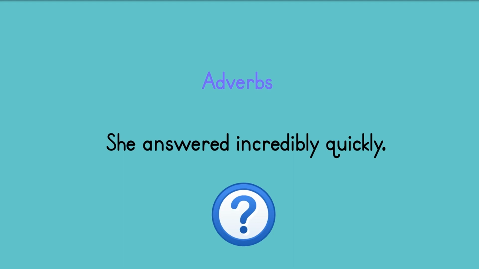In the sentence, she answered incredibly quickly. Incredibly is an adverb of degree that modifies the adverb quickly, which is an adverb of manner, modifying the verb answered.